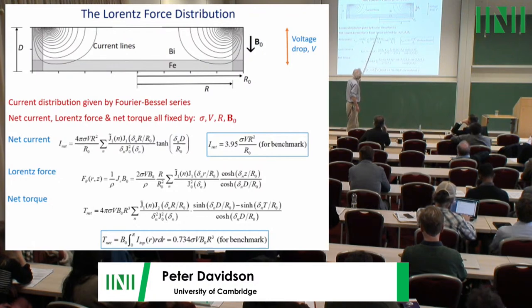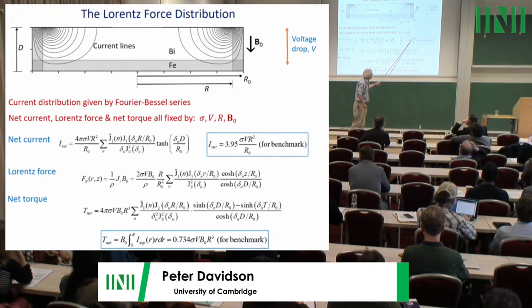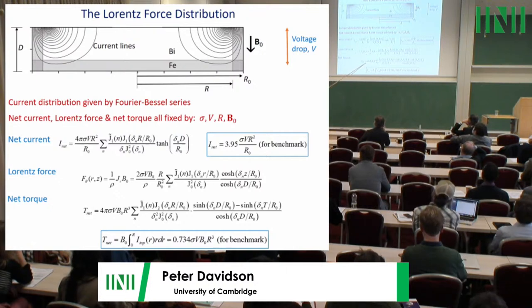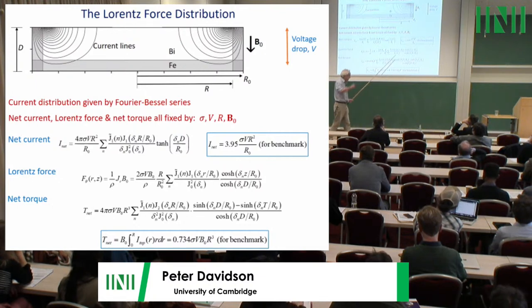This is just geometry. For the particular benchmark case, this thing here is 3.95, and then that's conductivity, voltage drop, and lateral dimension. This is the force distribution. This is what the torque looks like. This, again, is just geometry. The key thing is just this expression here, that the torque scales as conductivity, voltage drop, external magnetic field, and lateral dimension cubed.